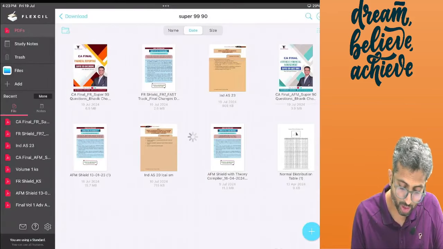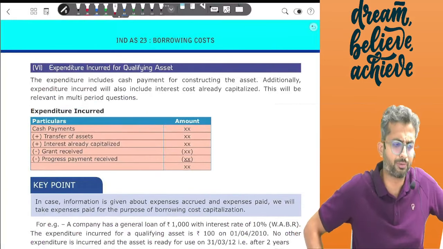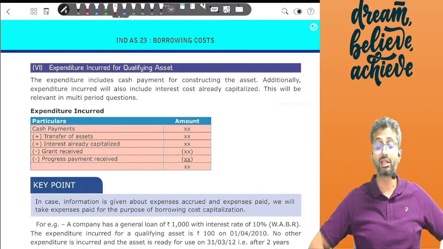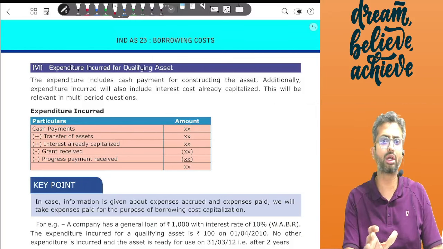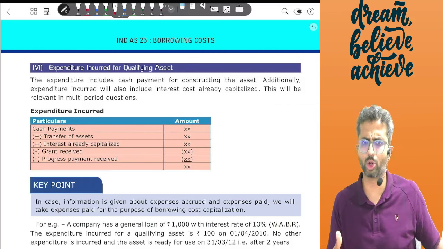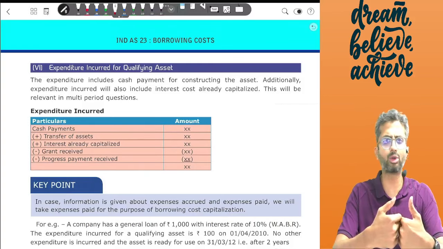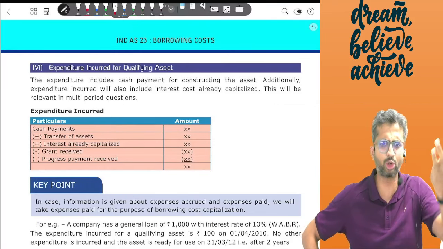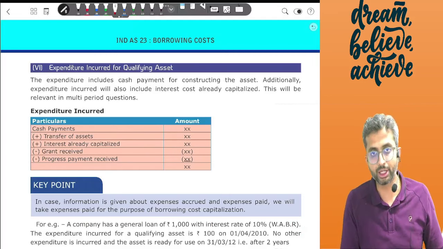Now there are a few other points in the standard. The last couple of points would be, what if there is data regarding expenditure incurred? Till now we have only focused on borrowings, borrowing costs, etc. But is it possible that, like in the last question, you have been told 22 lakhs is the expenditure on the qualifying asset and you have been given the breakup. But in that 22 lakhs, what is going?